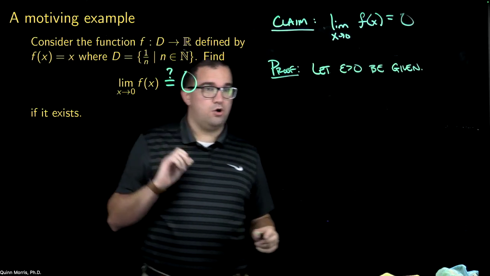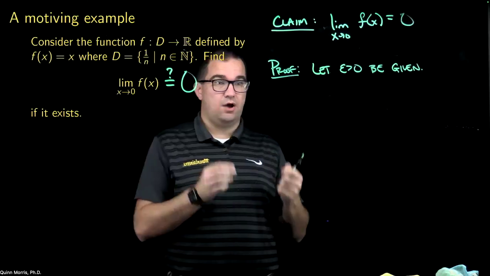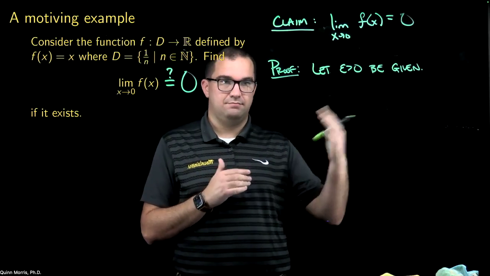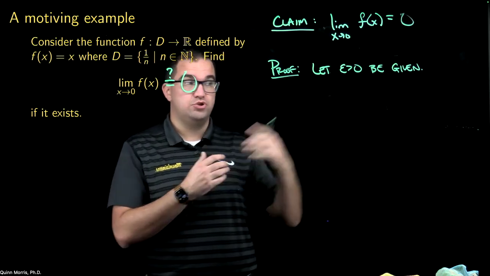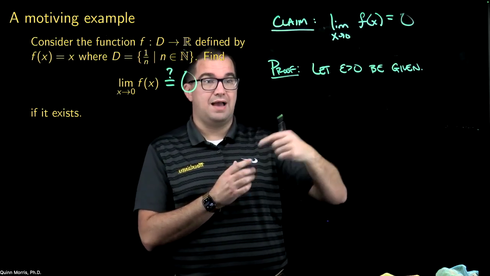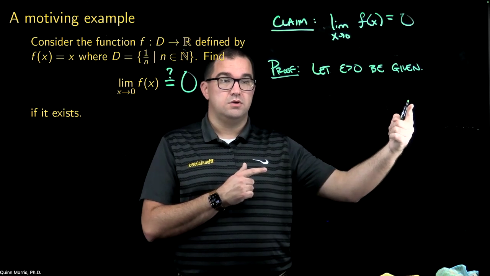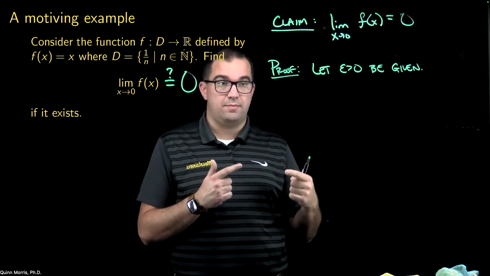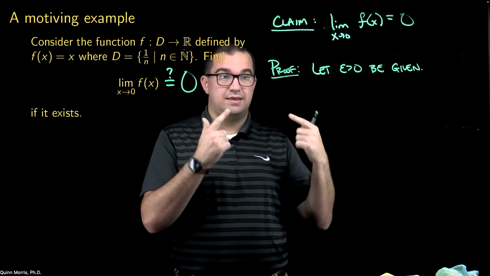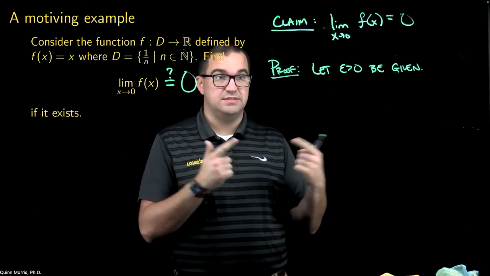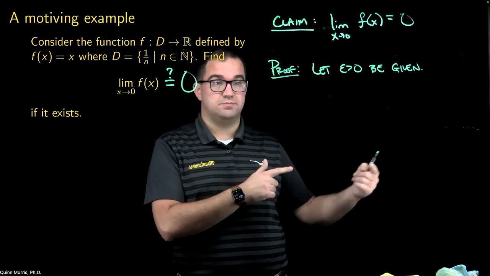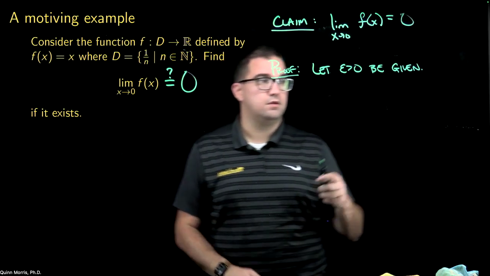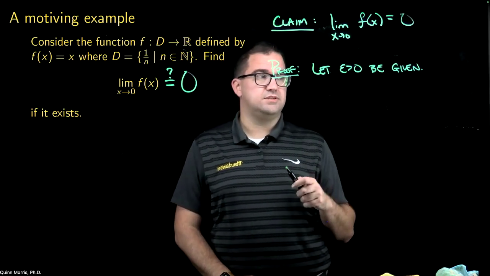And now what I'm going to show is that I can choose a delta, which may and will, in this case, depend on epsilon. But for any epsilon you give me, I can find a delta so that when x is in the domain and when the absolute value of x minus a is between 0 and delta, then the absolute value of f of x minus L must be less than epsilon. Okay, so let epsilon greater than 0 be given.